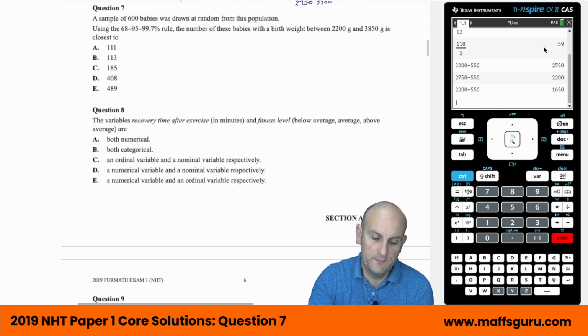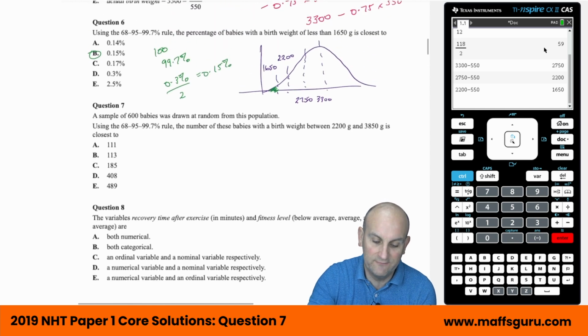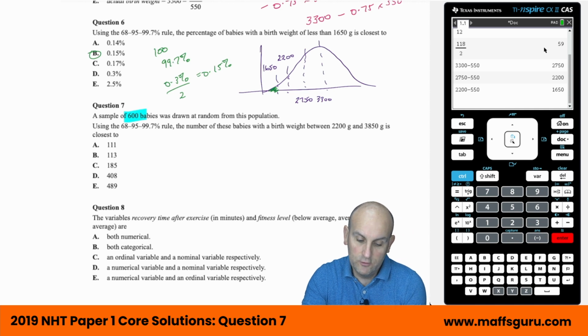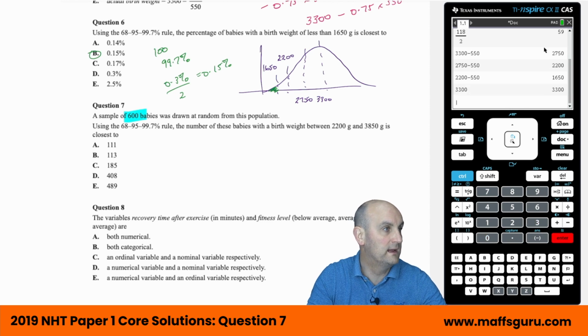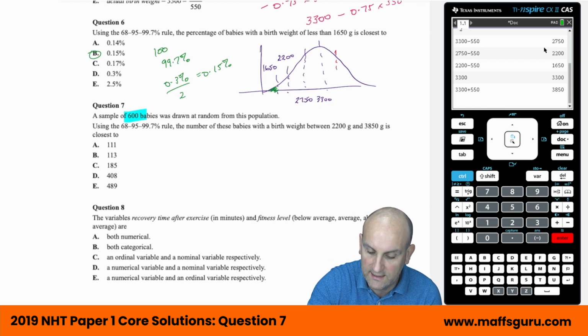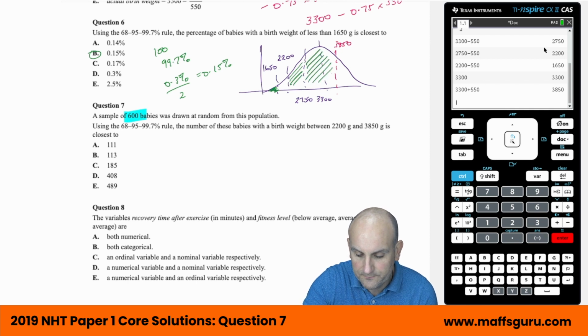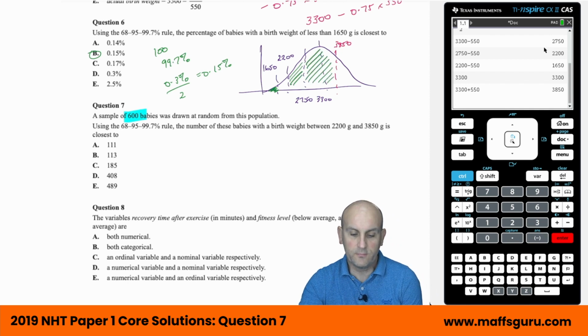A sample of 600 babies was drawn at random from the population. They've given me a number again. I'm guaranteeing I'm going to use my percentages. Using that rule, the number of these babies with a birth weight between 2,200 and 3,850. All right, so what have we got? 3,300. I'm going to add on to that 550, which should give me 3,850. So adding that on there, I want 3,850. So because it wants between 2,200 and 3,850, what do we need?